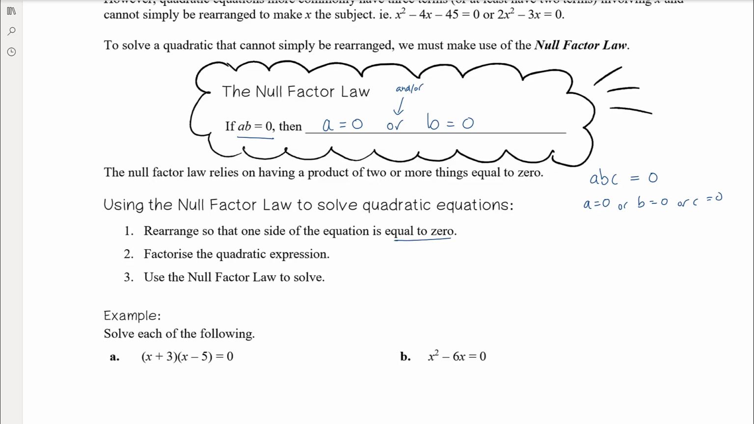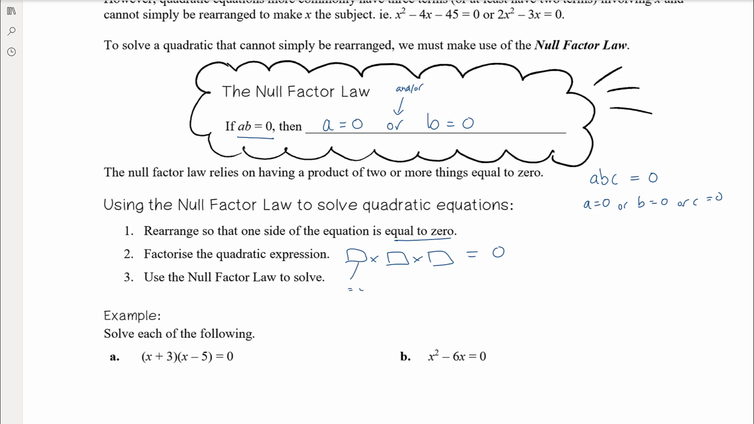That's step number 1. Then you want to factorize the other side of the equation, which if we're dealing with a quadratic equation will be a quadratic expression. So you want to factorize. And the process of factorization, remember, is all about taking something and rewriting it so it is a series of things being multiplied together. So we're going to have things multiplied together equal to 0, and then from there we'll be able to use the null factor law.